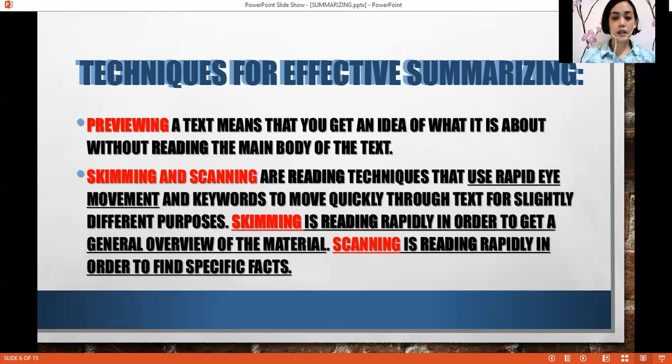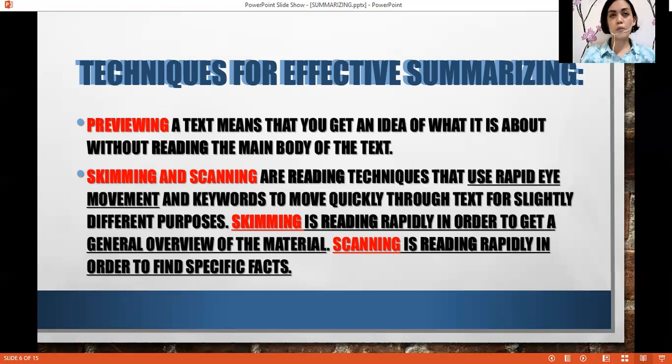So these are reading techniques that use rapid eye movement and keywords to move quickly through the text for slightly different purposes. So both skimming and scanning use the rapid eye movement. It means that you're only looking for the details that you need. But skimming and scanning are used for different purposes.